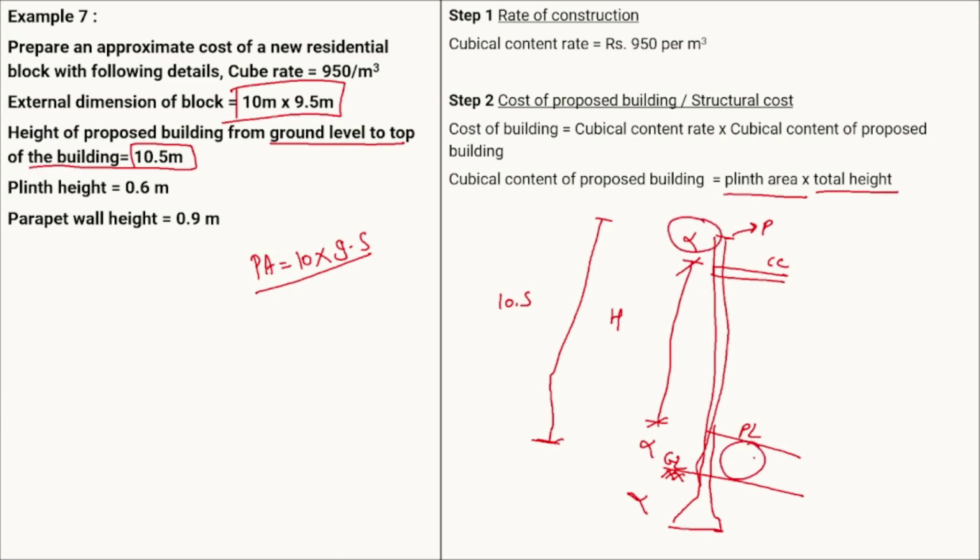Okay, so therefore the height of our building, whatever our plinth area, height of our particular building will be equal to the total height, 10.5 meter, minus the height of the plinth level, 0.6, as well as the parapet height, which is 0.9. This will be the height for the calculation of the cubical content of the proposed building.